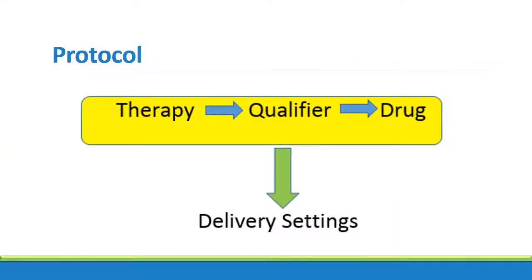Now let's look at the actual structure of the library. Okay, so now that we've explained each section in detail, let's discuss how the protocols are built. The administrator has to select a therapy, select a qualifier, select a drug, and set the initial values and soft and hard limits for each programmable parameter.